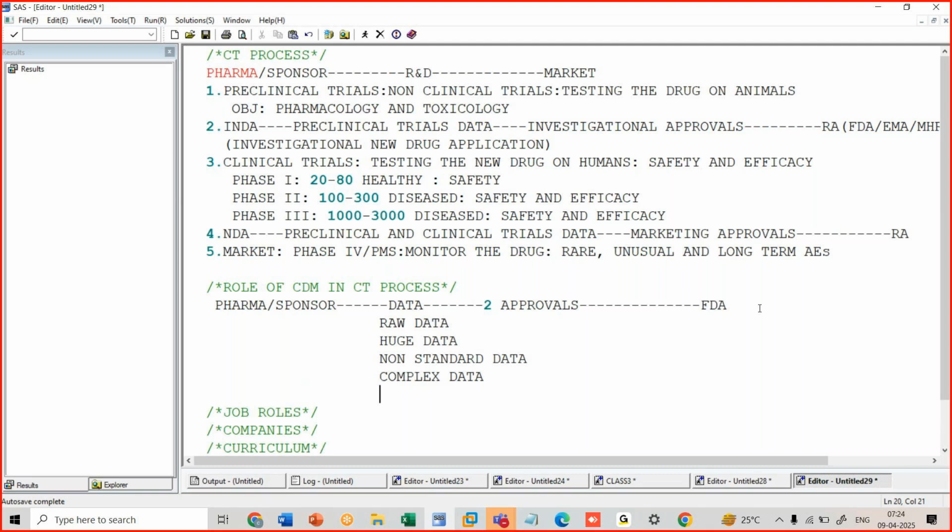Okay. So with all these problems, we cannot directly submit the data to FDA. As and when you collect the data, it's not good enough to submit it to regulatory authorities. Definitely, pharmaceutical companies should process this data: validation, cleaning, analysis, representation, reporting.